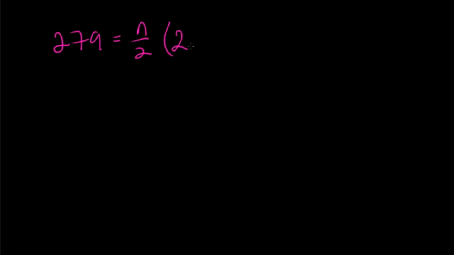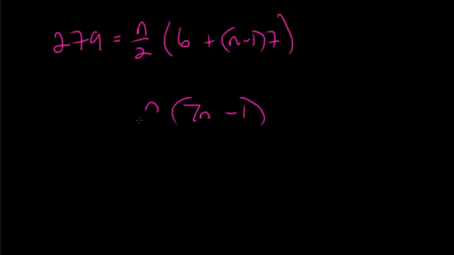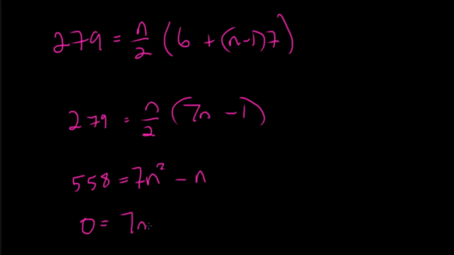Writing down the wrong equation. I already have that this is 3, so that's going to be a 6. That's a 7. I'm going to distribute. Oh, well, first I'm going to simplify this. So negative 7, 6, that's a minus 1. That's going to be a 7n. And then let's multiply by 2 on both sides, and let's go ahead and distribute the n as well while we're at it. All right, and then what do we got here? 0 is equal to 7n squared minus n minus 558.